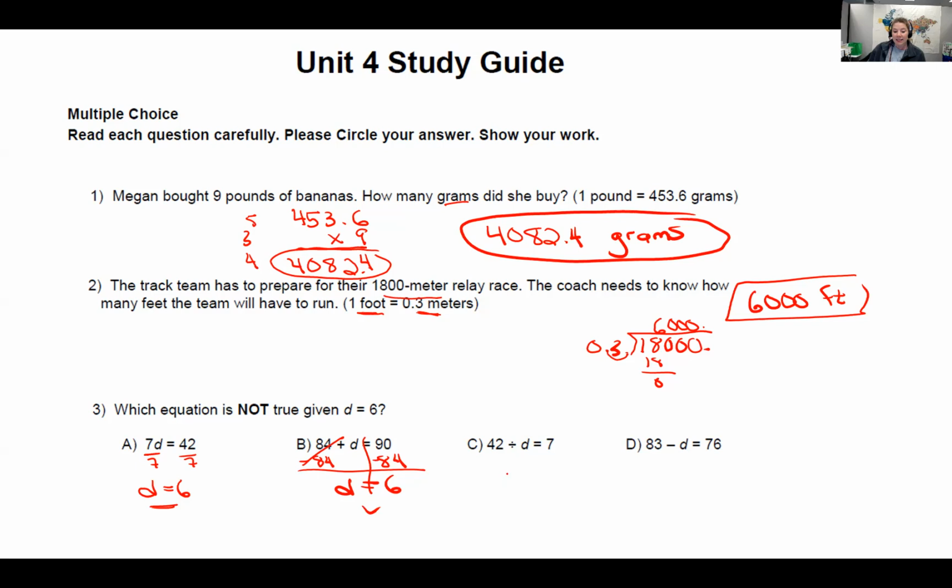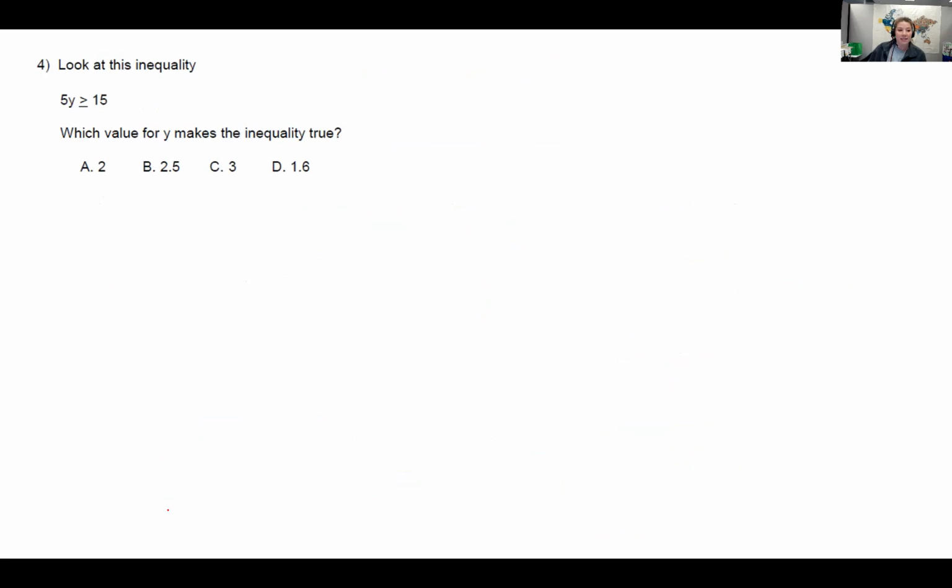42 divided by d equals 7. So if I fill in 6 for d, is this statement true? It is true. And then this one, D, if I substitute 6 for d, I said 83 minus 6, 13 minus 6 is 7. That's 77. So D is the only one that does not give me a true statement. So D is the correct answer because d does not equal 6 in that one.